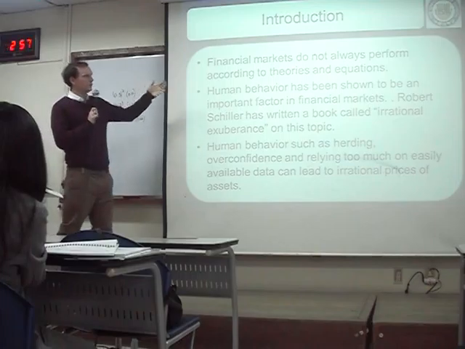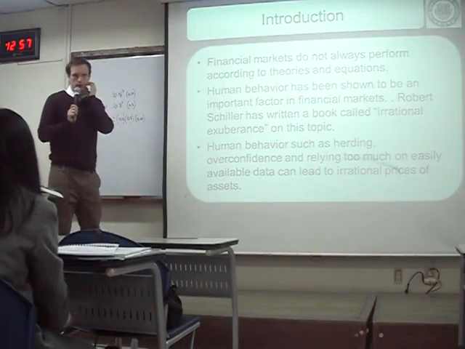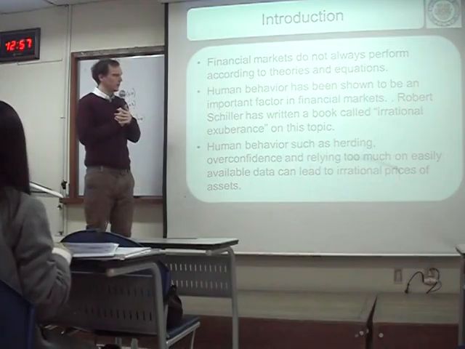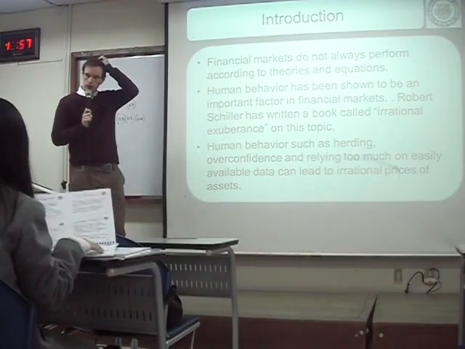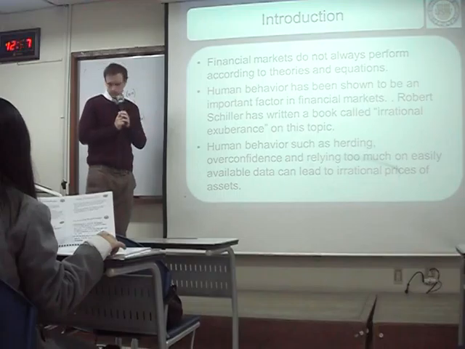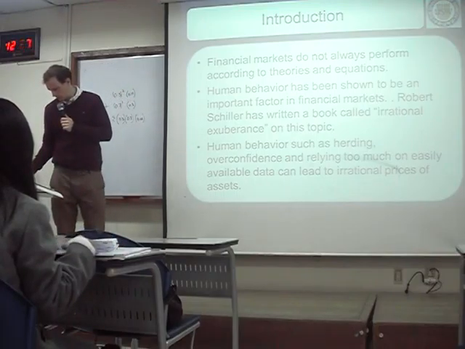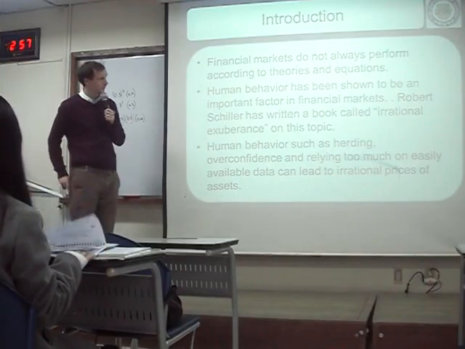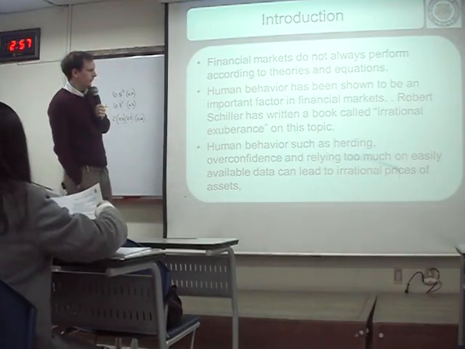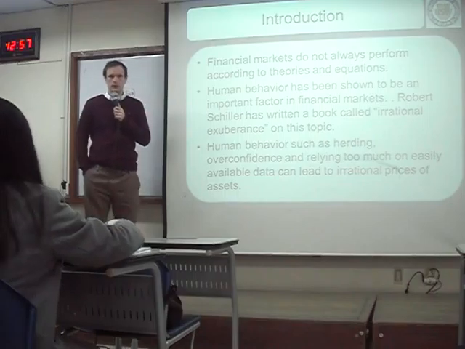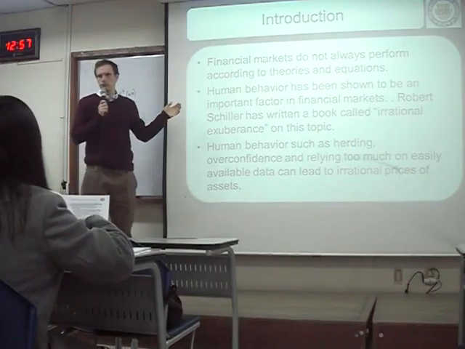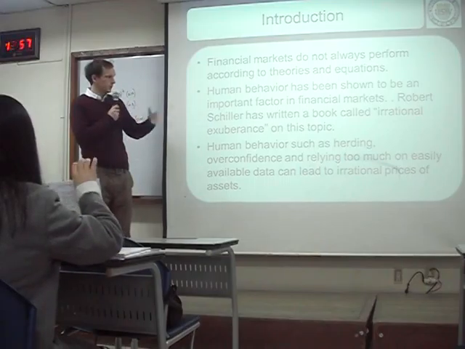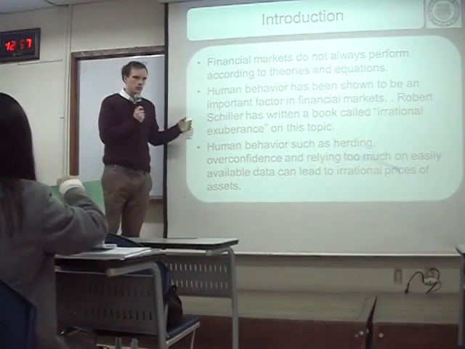Financial markets do not always perform according to our theory or our equation or what we expect. Human behavior has been shown to be an important factor in financial markets. So this part, if you want to follow in the book, is just one page, pages 21 and 22. Robert Shiller is a famous professor from Yale University. He did a lot of research in this area. He wrote a book called Irrational Exuberance.